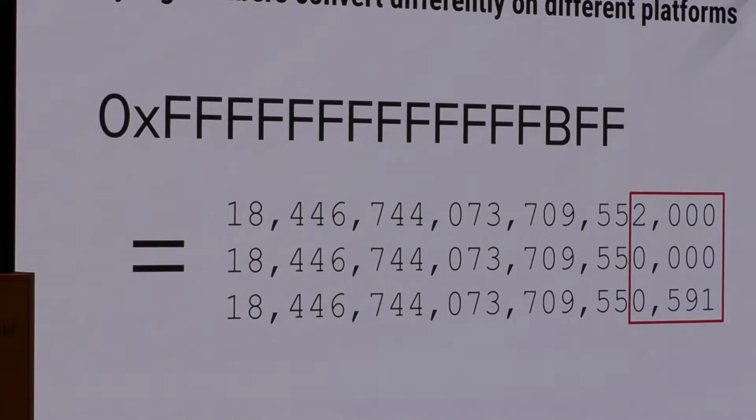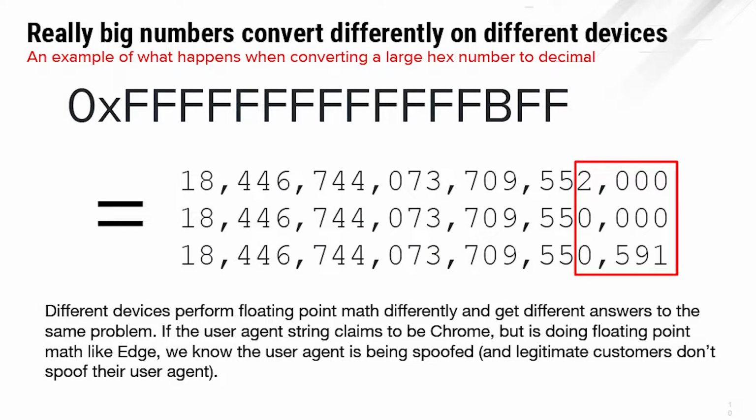You know how long it took engineers to find a number that, when converted to decimal, made different browsers come up with different answers? That took a long time. So just like the emoji signal, if their user agent string purports to be Edge, but they're doing floating point math like Chrome, we know they're lying about the user agent string.